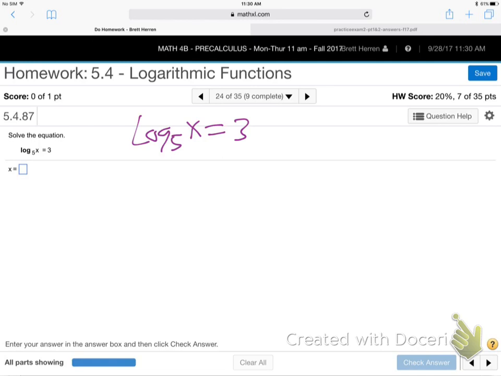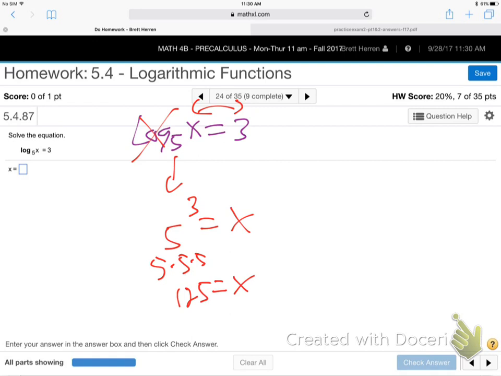X is saying I want to be alone. Get this log thing off of me. Get rid of this 5 so I can be alone. So how do we get rid of that log? We can't divide by it. We have a special thing for when we get rid of logs. Base stays a base, other two switch. So the lower down number continues to be the lower down number. Instead of 5 to the x, it's 5 to the 3. X is over there. 5 times 5 times 5. Use your calculator. 125. And we got it. Easy.